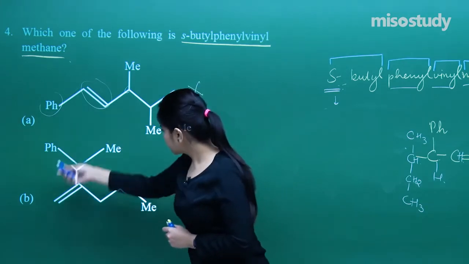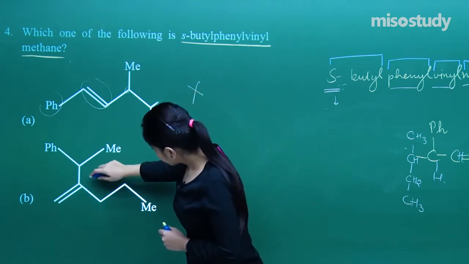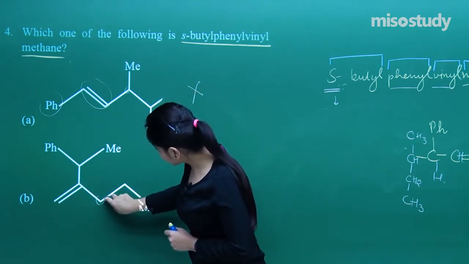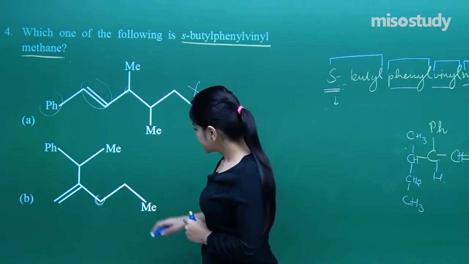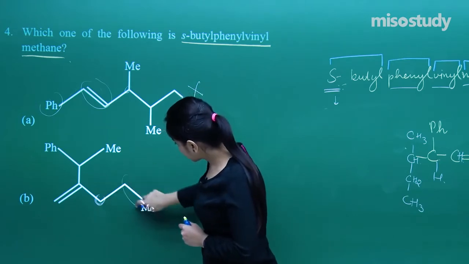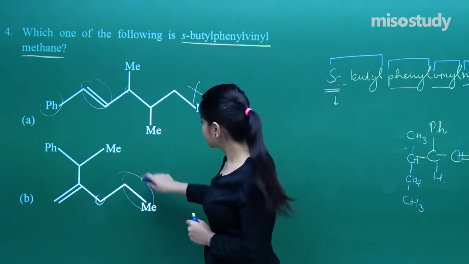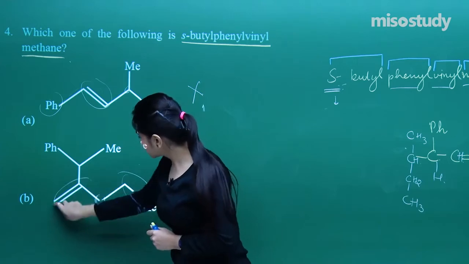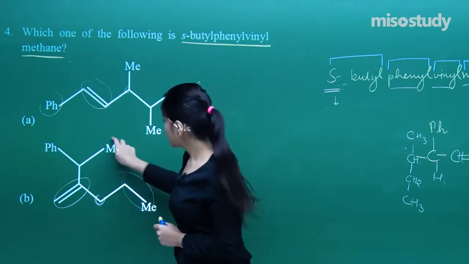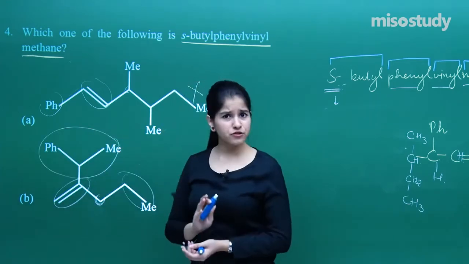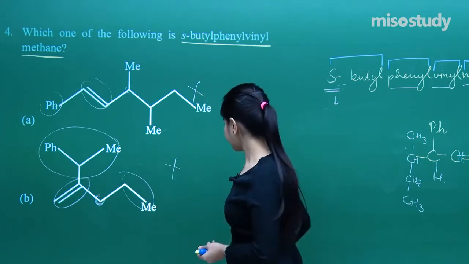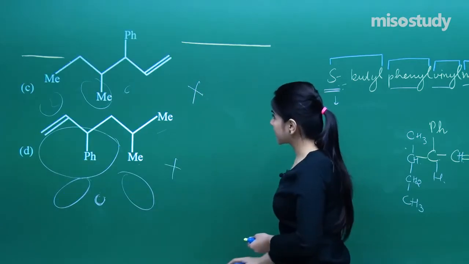Now if you look here, this carbon is attached with ethyl. This carbon is attached with a group something like this or a group something like this. I don't think this is the option. Now let's move on to the next one.